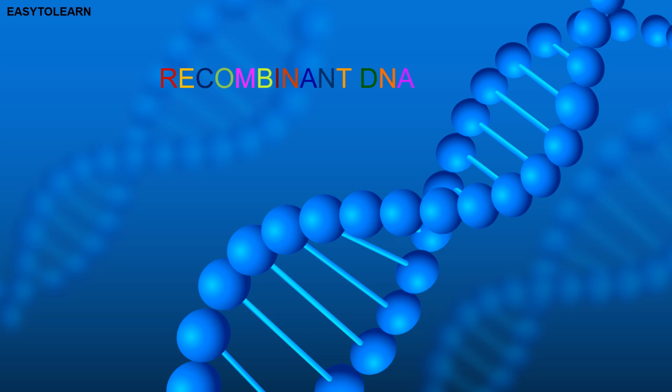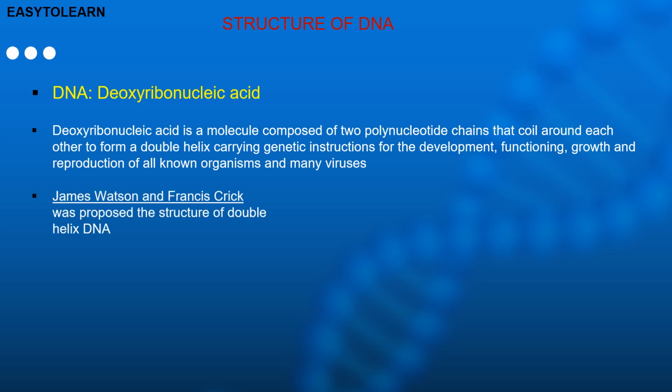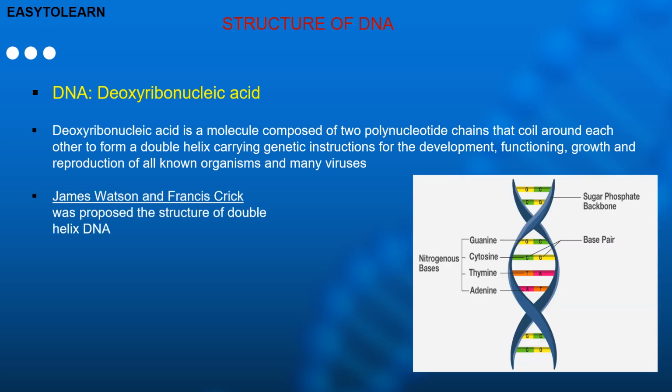Now we will move on to the next slide and we'll discuss what DNA is. That is deoxyribonucleic acid. DNA is a molecule that is composed of two polynucleotide chains that coil around each other. As we can see in the diagram mentioned in this slide, this structure of DNA was proposed by James Watson and Francis Crick.